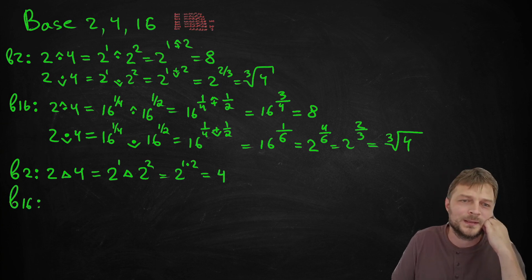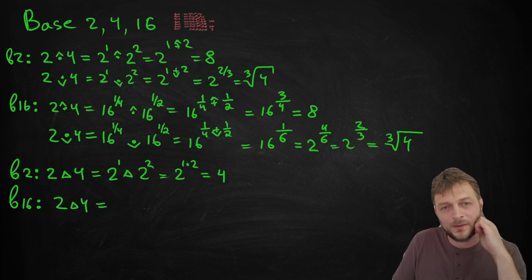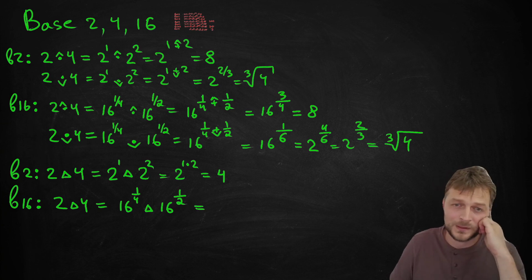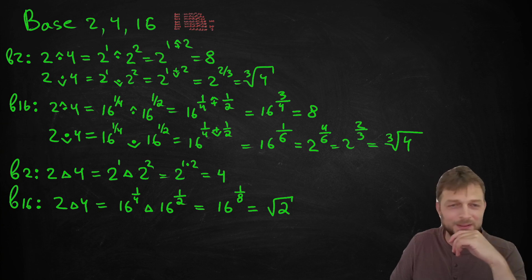Base 16, this is equal to 16 to the power 1/4, 16 to the power 1/2. This is equal, let's multiply these two, 16 to the power 1/8. And this is equal to the square root of 2. This is strange, right? From one side.